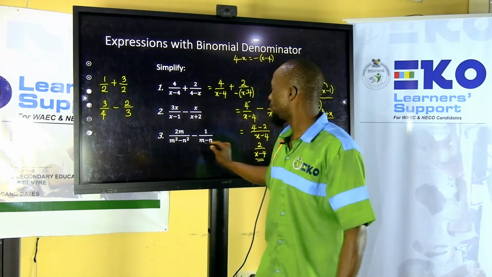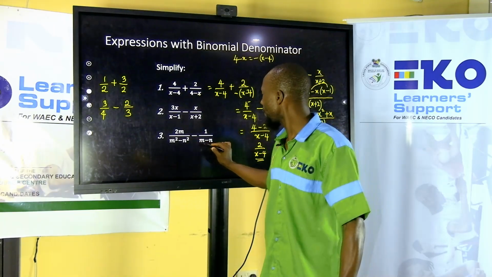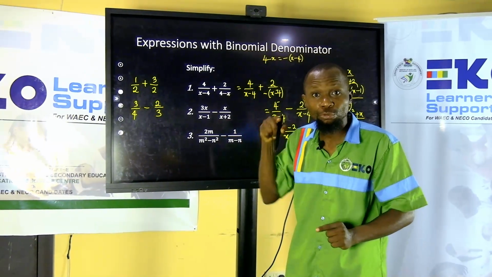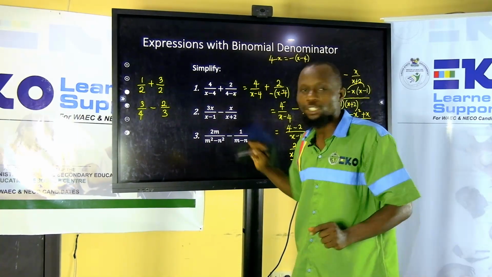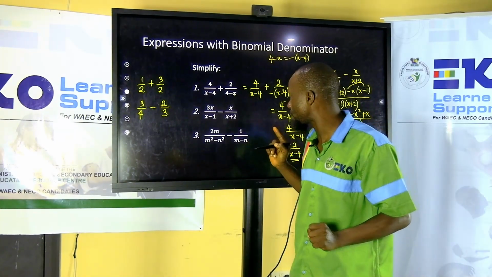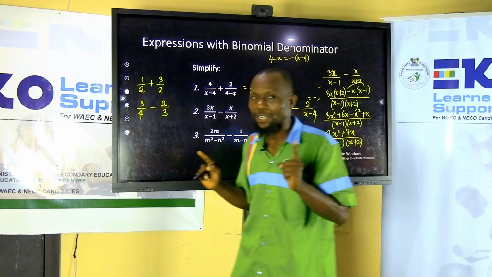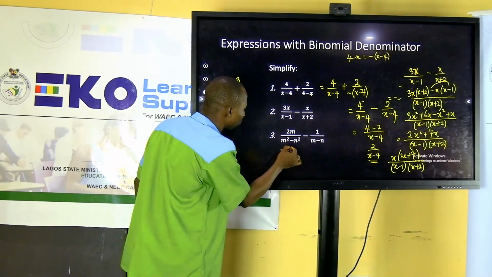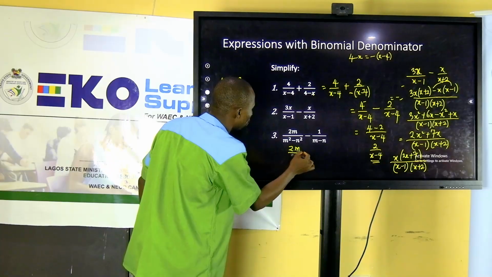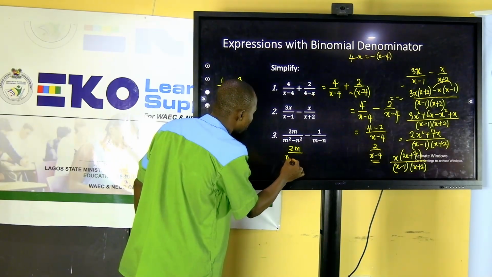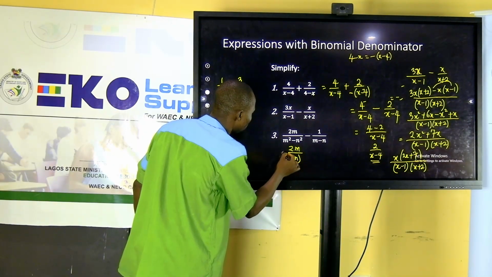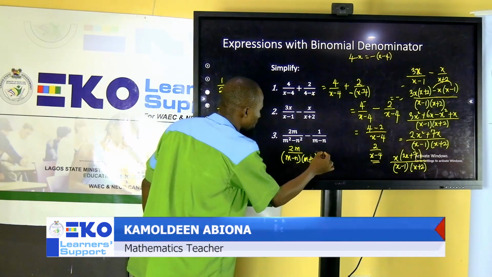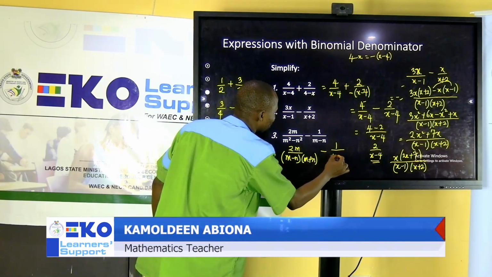So here, what do you see? This is m squared minus n squared. We have done difference of two squares before. So that is just what we want to apply here. Difference of two squares. Remember? Yes, go back to it. Difference of two squares. So we write this as 2m over m minus n, m plus n, minus 1 over m minus n.